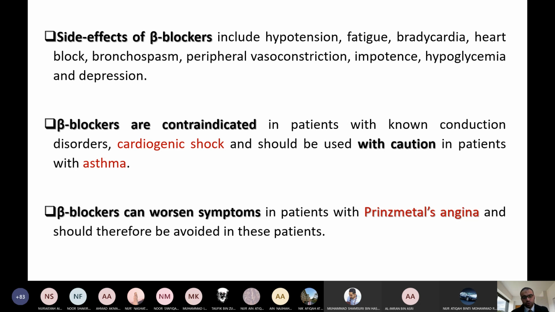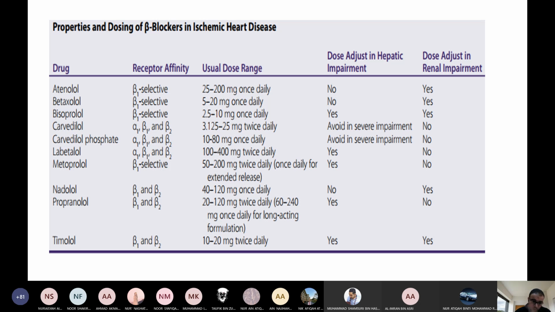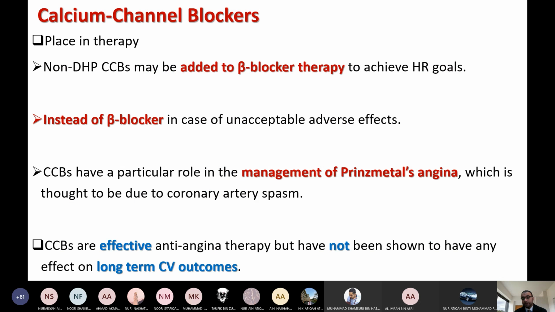If you remember yesterday, we talked about a form of the stable IHD that is not actually related to atherosclerosis. This is related to coronary vasospasm, the Prinzmetal angina. In this particular form, beta blocker is the least recommended option. Actually, it should not be used. Okay. Overall, you can see here the agents, the selectivity, the precautions. So one by one you can refer to, inshallah. Okay, so the first anti-ischemic is beta blocker, and we have highlighted the place and everything.